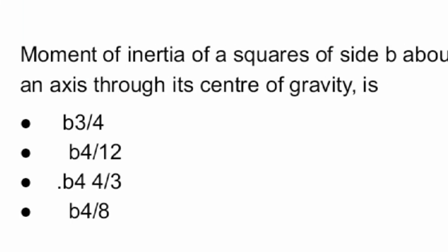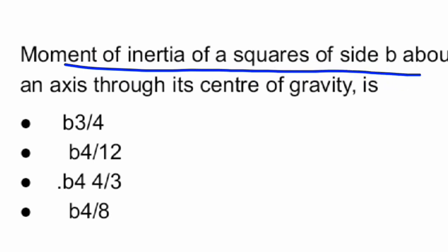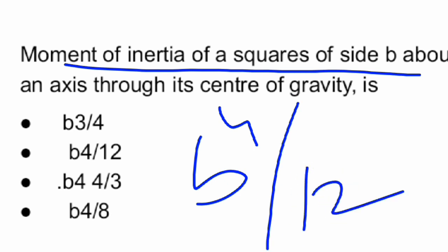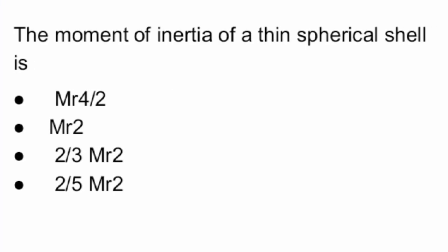Next one, moment of inertia of a square of side B about an axis through its center of gravity is what? It is B to the power 4 by 12. B is the side of the square.